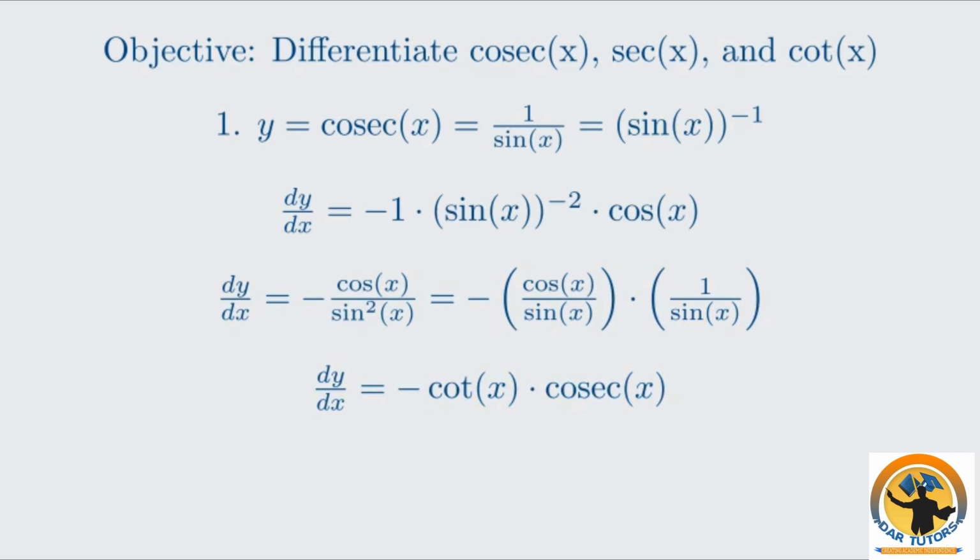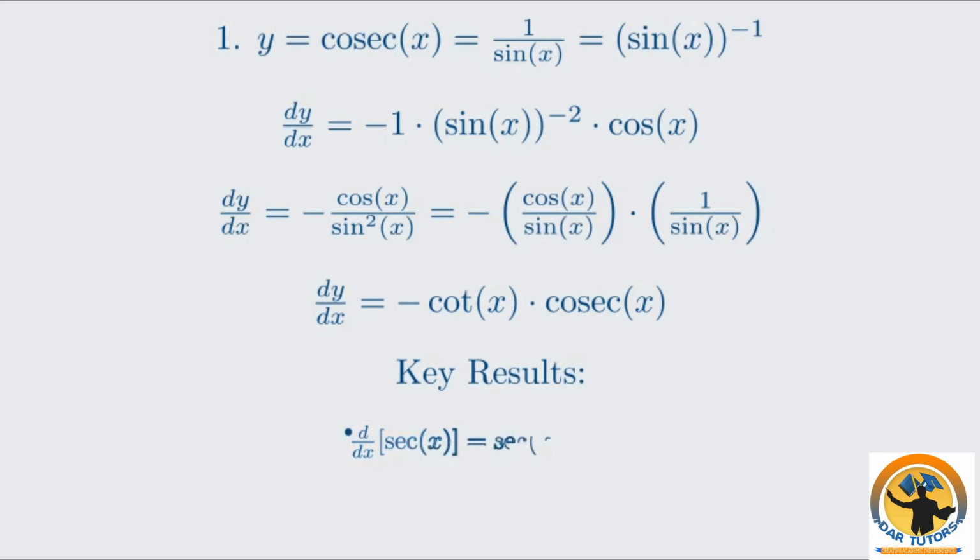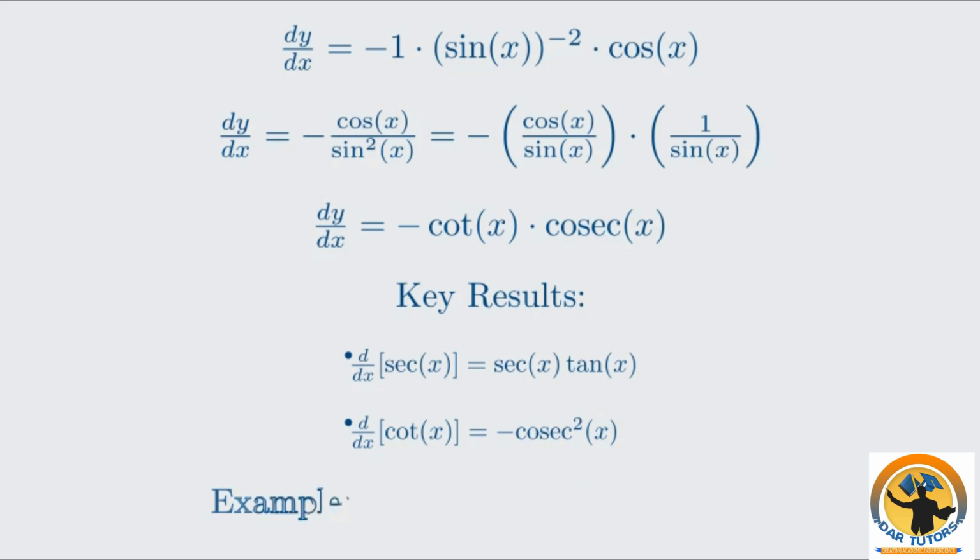Using a similar process, we can find the derivatives of secant and cotangent. The derivative of sec x is sec x tan x, and the derivative of cot x is negative cosec squared x. Let's work through an example that combines these with the chain rule. Let's differentiate y equals 8 cotangent cubed of x over 2. This requires a triple chain rule.